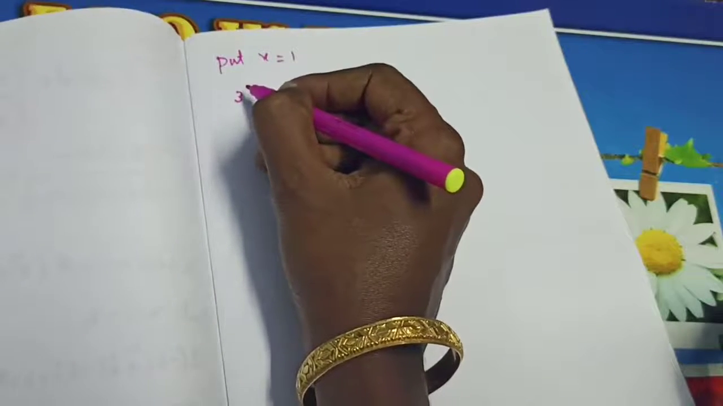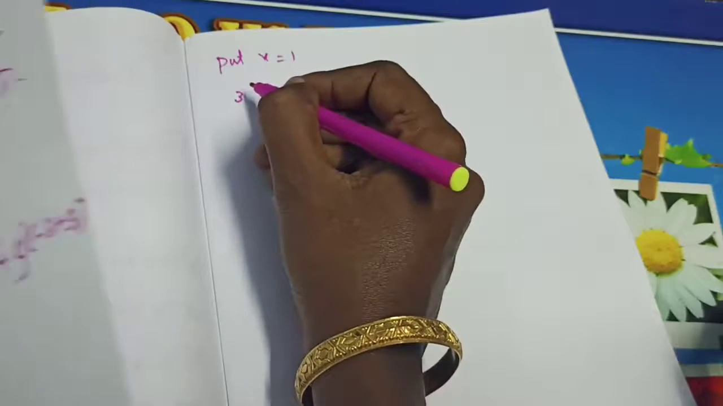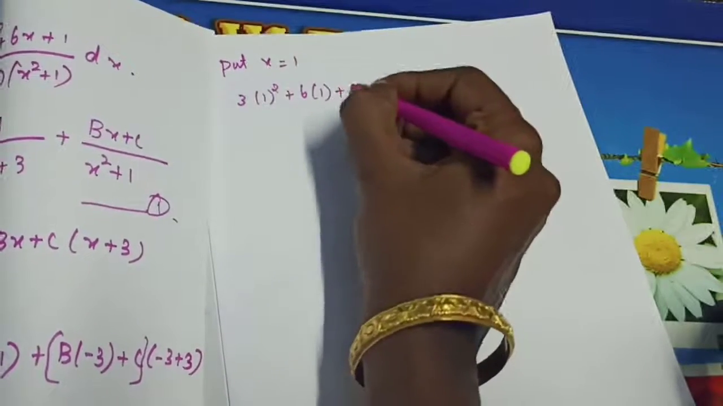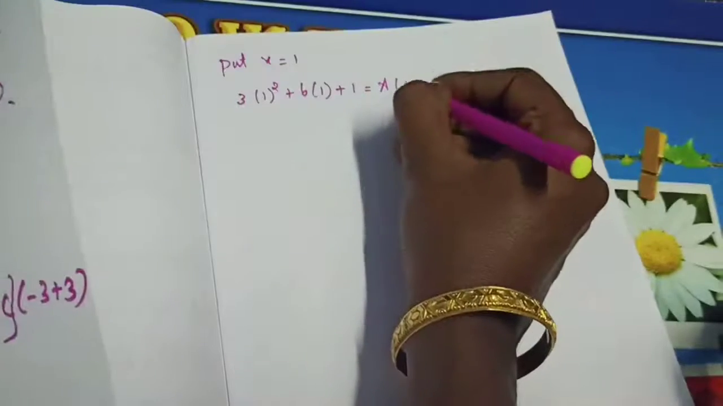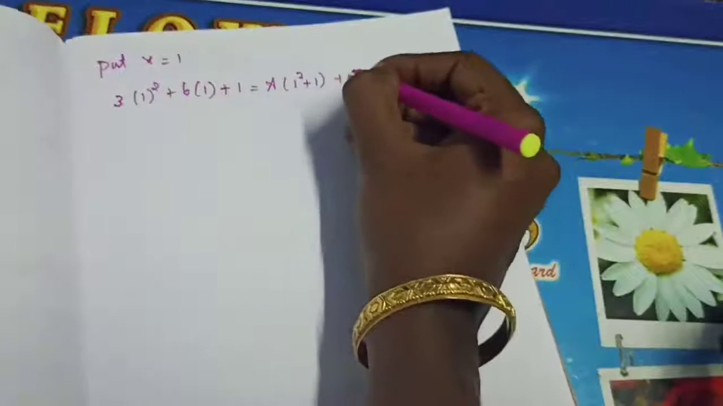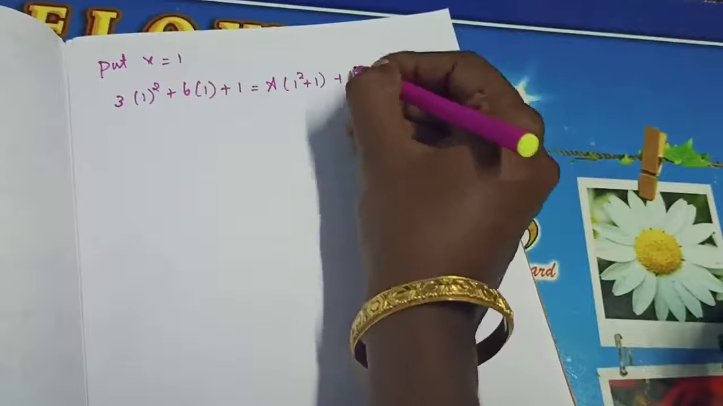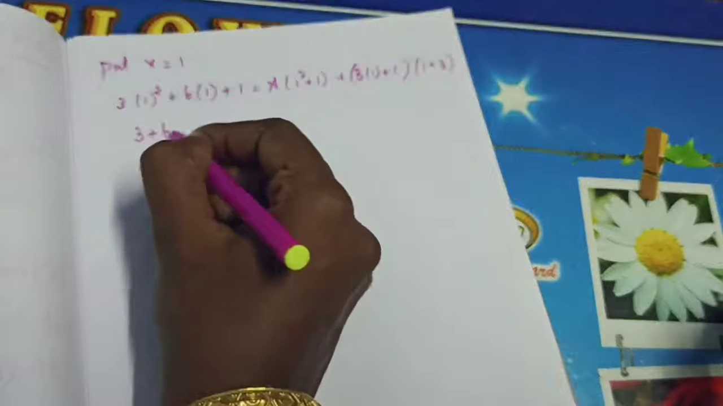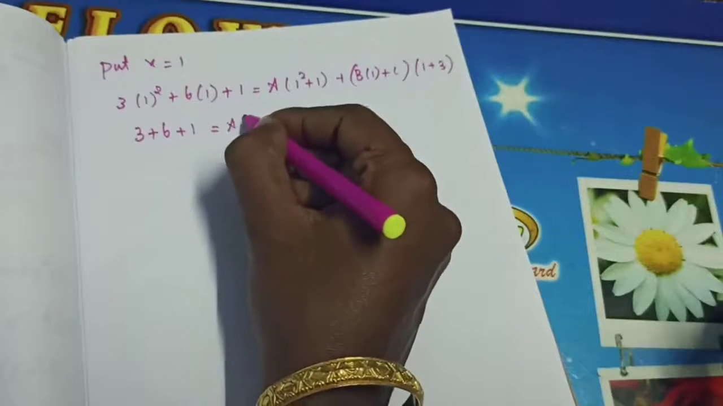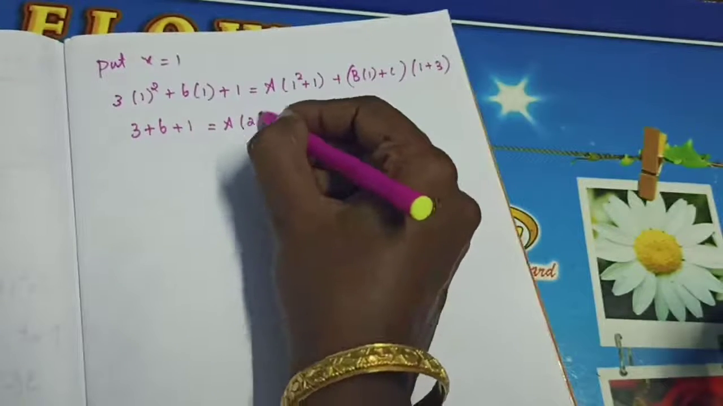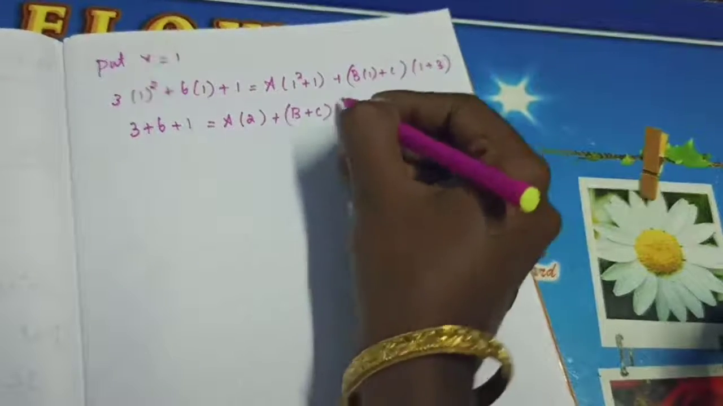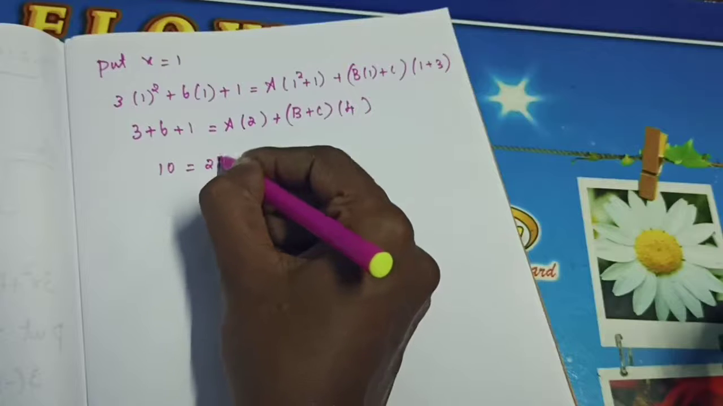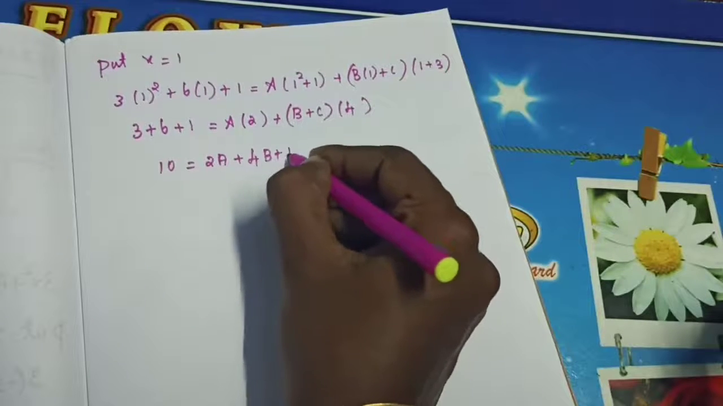Take the question correctly and do it. 3 into 1 square plus 6 into 1 plus 1 is equal to a into 1 square plus 1 plus b into 1 plus c into 1 plus 3. Okay, that is 3 plus 6 plus 1 is equal to a into 1 plus 1, which means 2, plus b plus c into 4. So now multiply, that is 10 is equal to 2a plus 4b plus 4c.